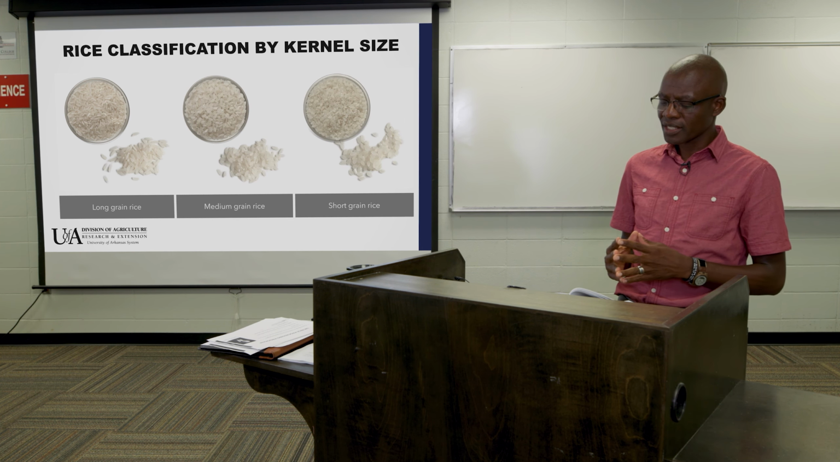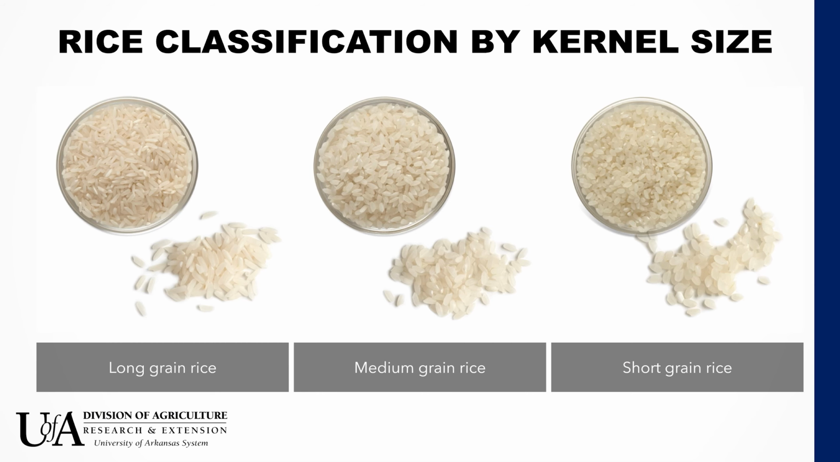The long grain rice has a long, slender kernel, 3 to 4 times longer than its width, and 6 to 8 millimeters long, and due to its starchy composition, the cooked grains are lighter, they are fluffier, they are more separated than medium grain or short grain rice counterparts.